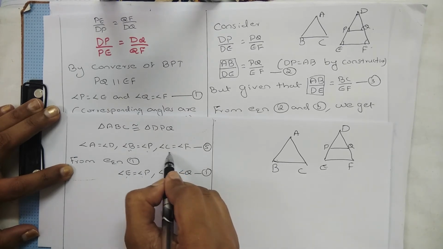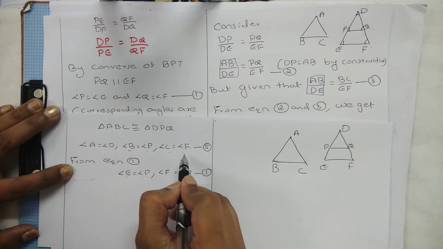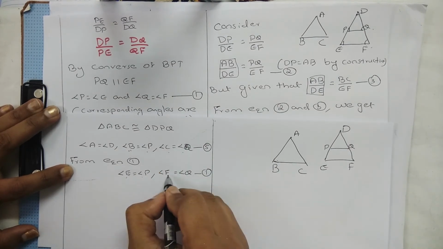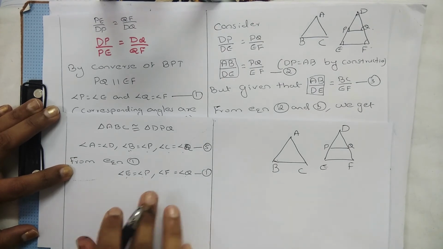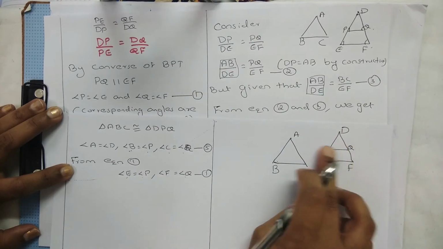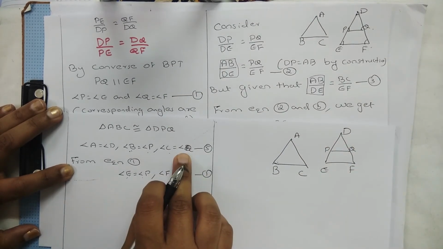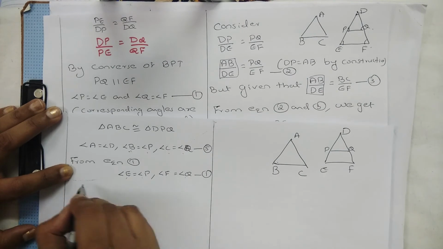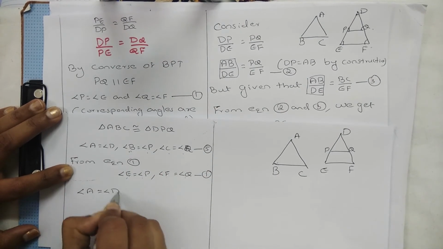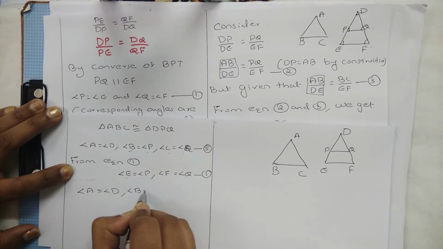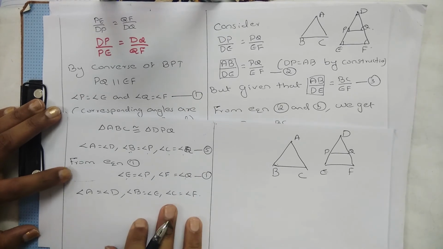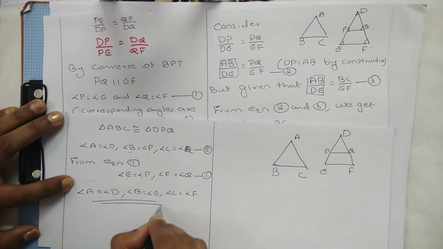The same way, angle C is equal to angle Q here, and angle F is equal to angle Q here, because we proved DPQ here. So it is Q only. Now, from the fifth and first one, what you will get? Angle A is equal to angle D, angle B is equal to angle E, and angle C is equal to angle F. So this is what we have to prove.